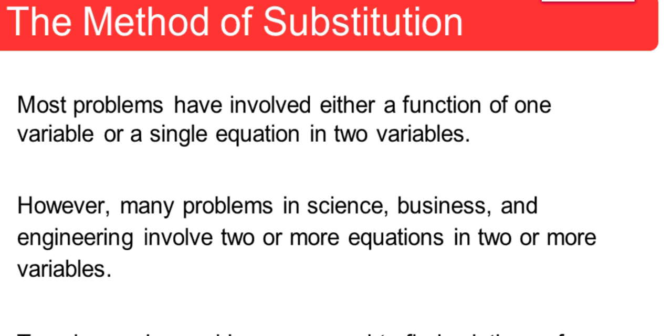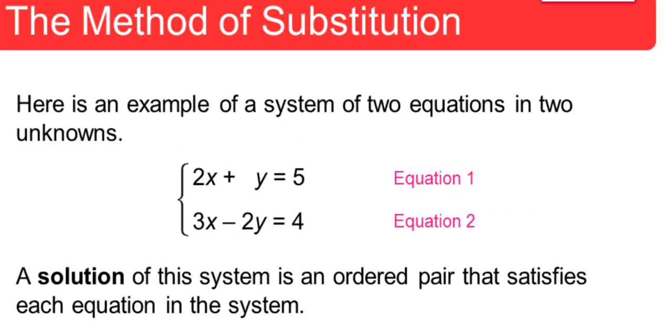A lot of times we use the substitution method when we have two variables, two unknowns, and a lot of times the coefficient of one of those variables is 1. So most problems have involved either a function with one variable or a single equation with two variables. However, many problems in science, business, and engineering involve two or more equations and two or more variables. And so our goal is to get past two equations and two unknowns. So this is a system of equations.